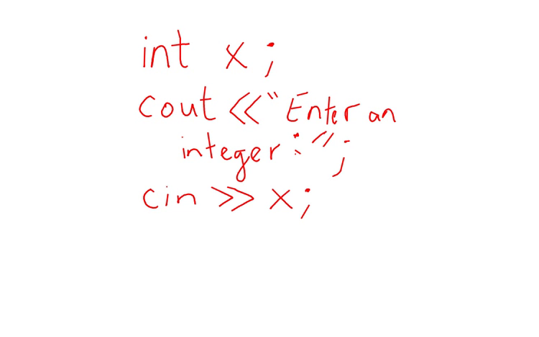So what comes next? Well, now that your computer has this value of x, it's got to start trying to determine whether that value is even or odd. So how do you do that? You might recall I said last week that we had some basic operators in C++.